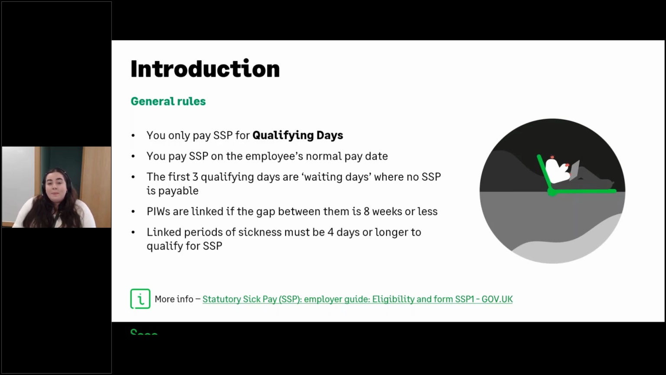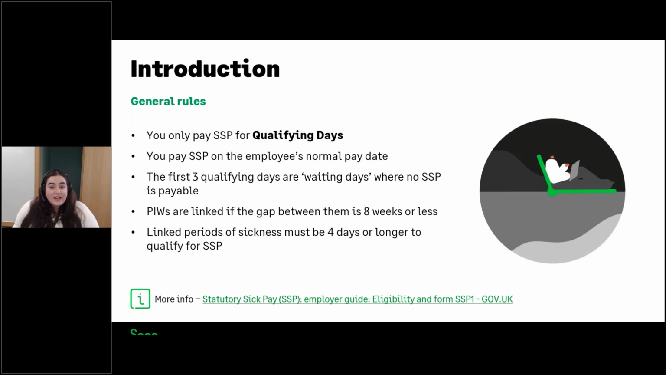But also remember that PIW would still need to be 4 days or more to qualify for SSP. So just as an example, let's say somebody was off sick for 2 weeks, then 4 weeks later they were off again, but only for 2 days. So yes, that new sickness is within 8 weeks, so would be a linked period. But because that second instance of 2 days wasn't 4 days or more, that actually doesn't qualify for SSP to begin with. And you'll see a little bit more about this when I do the demonstration in the programme, and that'll put it into practice a bit more.